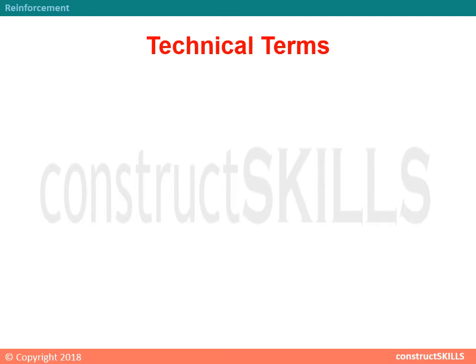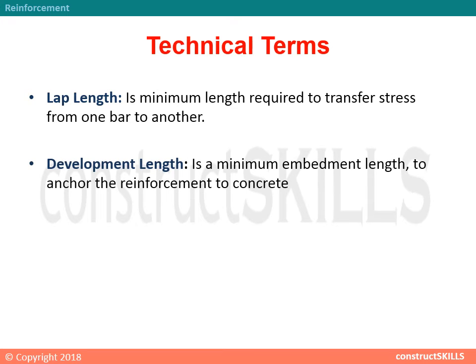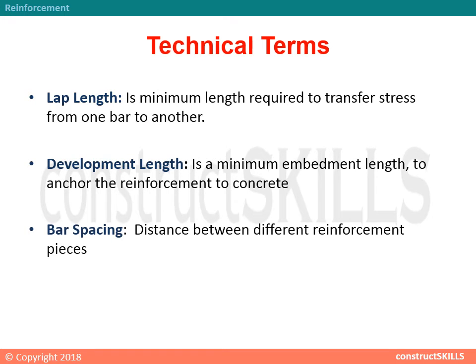Technical terms used. First, lap length. It is the minimum length required to transfer stress from one bar to another. Second is development length. It is the minimum embedment length to anchor the reinforcement to concrete. Third is bar spacing. It is the distance between different reinforcement pieces.